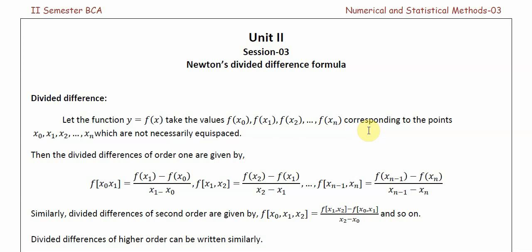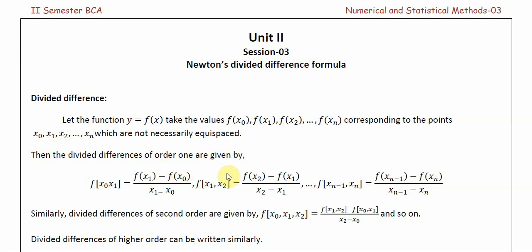So for that concept, we are introducing this divided difference formula. Now let's see what divided differences are. Let the function be y equal to f of x. Take the values f of x naught, f of x1, f of x2, and so on, f of xn, corresponding to the points x naught, x1, x2 to xn, which are not necessarily equispaced. That means they can be at any distance from each other.